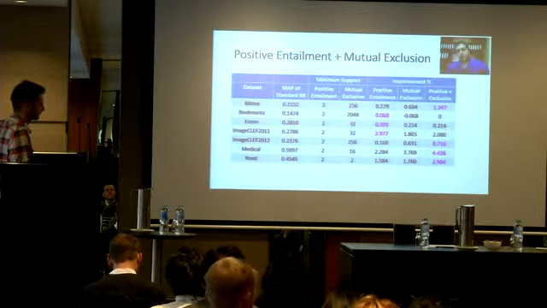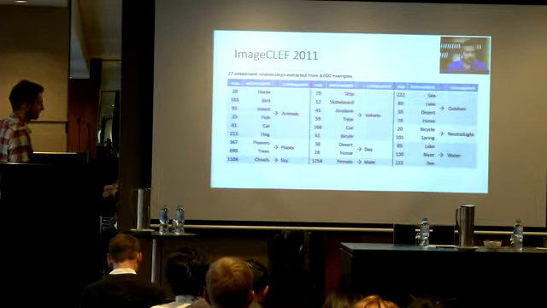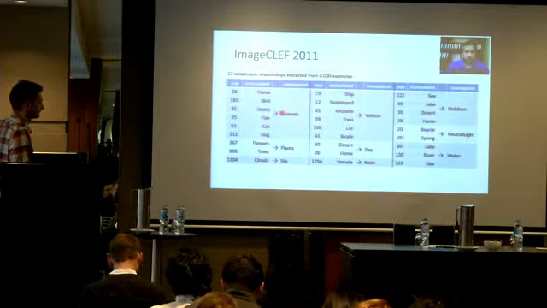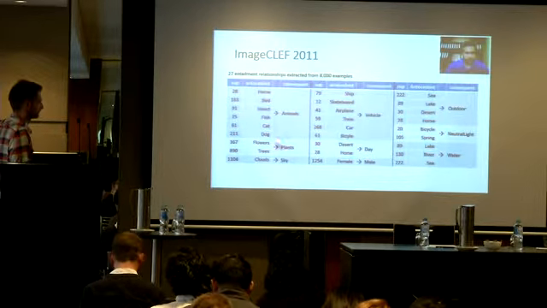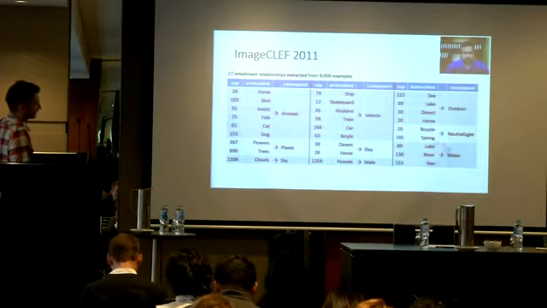We will now see a sample of the discovered relationships. In ImageClef 2011, 27 entailment relationships were extracted from 8,000 examples. We can see here some obvious relationships, such as types of animals, types of vehicles, types of plants, types of water areas, and that clouds entail sky.